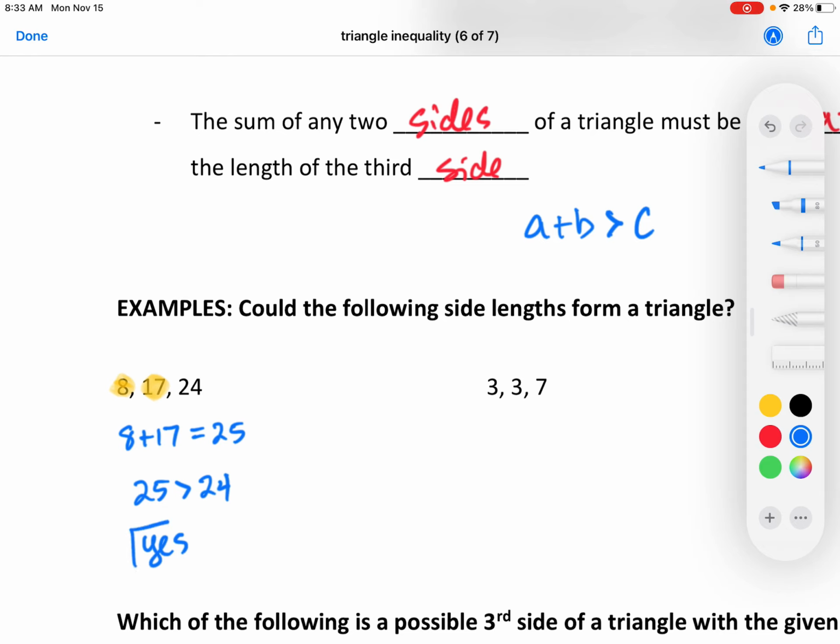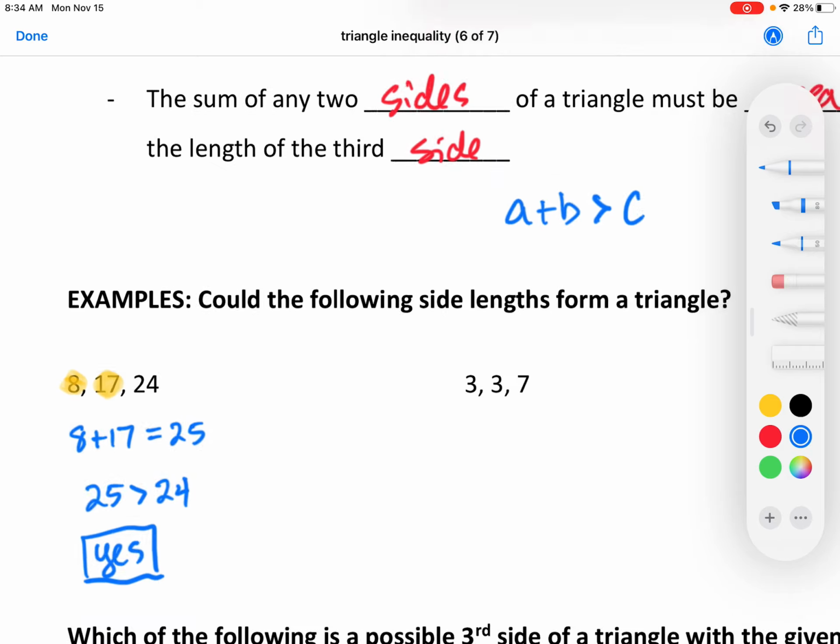Remember that it's asking, could the side lengths form a triangle? That is a yes or no question. So that's what your final answer is. If you see it on a test, it could be given as yes or no, true or false, something to that effect, asking if those numbers could form the sides of a triangle.